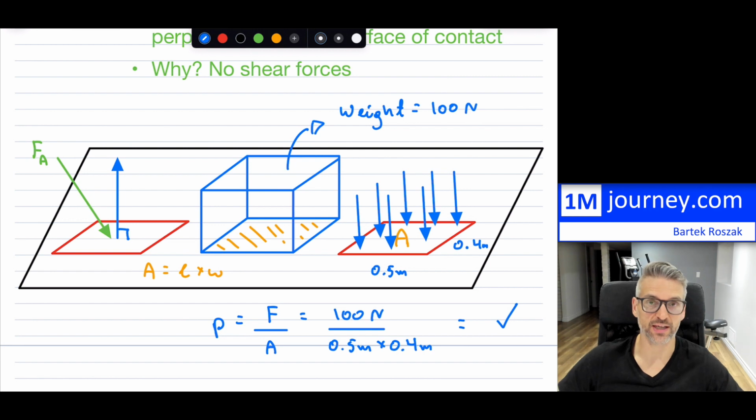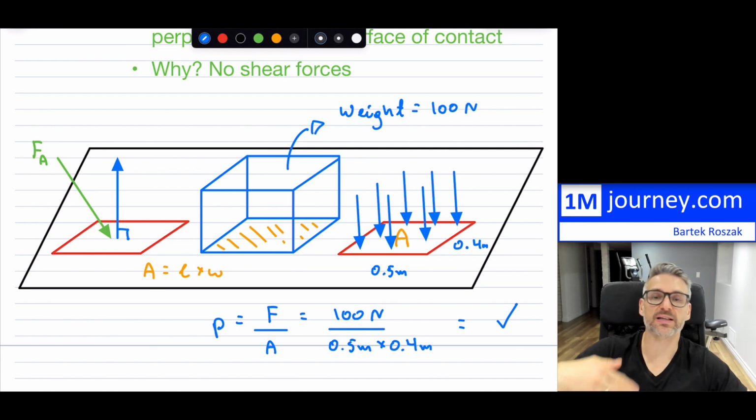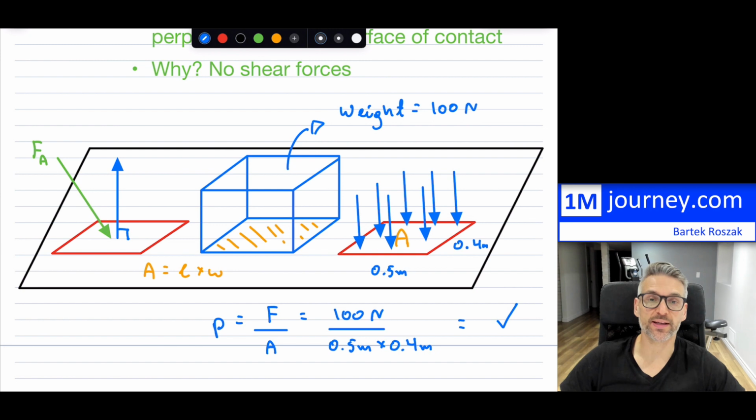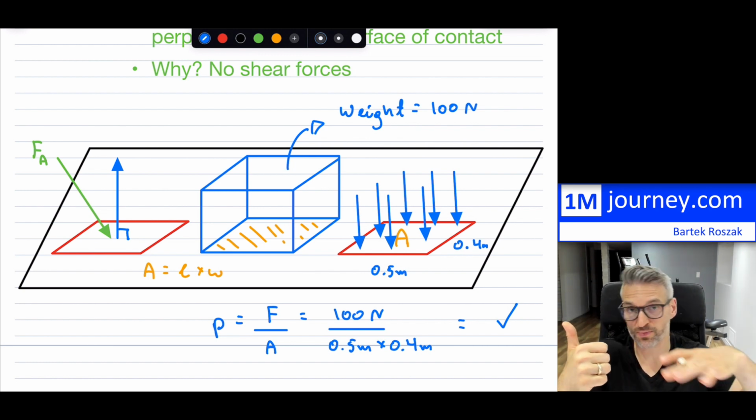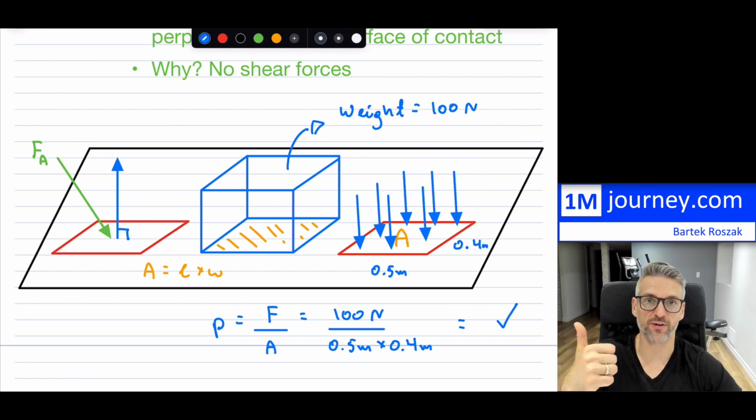So force, the SI unit is newtons. Area is in meters squared. Notice meter times meter is going to give you meters squared. And that brings us to the actual unit of pressure, and that's how you're going to be calculating these particular pressures. So you're going to need whatever the force is, the perpendicular force, which is spread over a particular surface area.